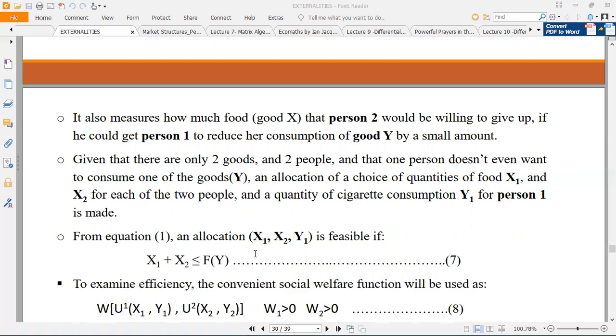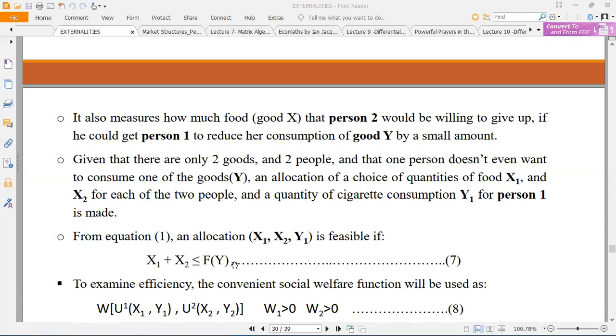If you look at the first equation, the PPF, X was a function of what? Y. So X is equal to F of Y. Now, when you add X1 and X2, it should be less than or equal to X. That is the total quantity of food that we have in the economy. The quantities that the 2 individuals will consume shouldn't exceed the available food in the economy. But because X is equal to F of Y, we are saying that the allocation is feasible if X1 plus X2 is less than or equal to F of Y.